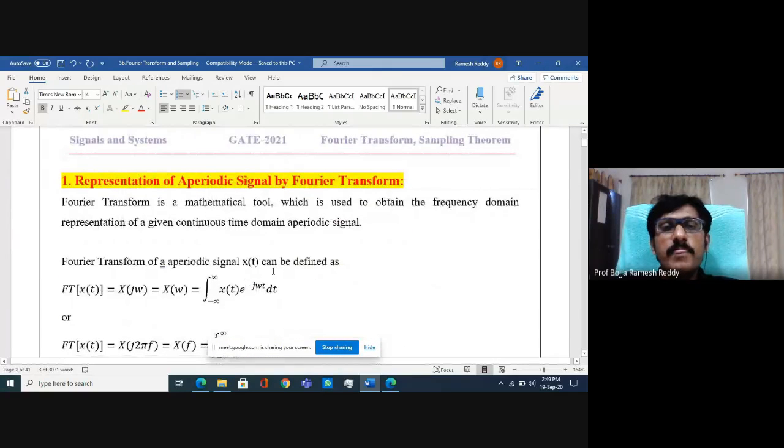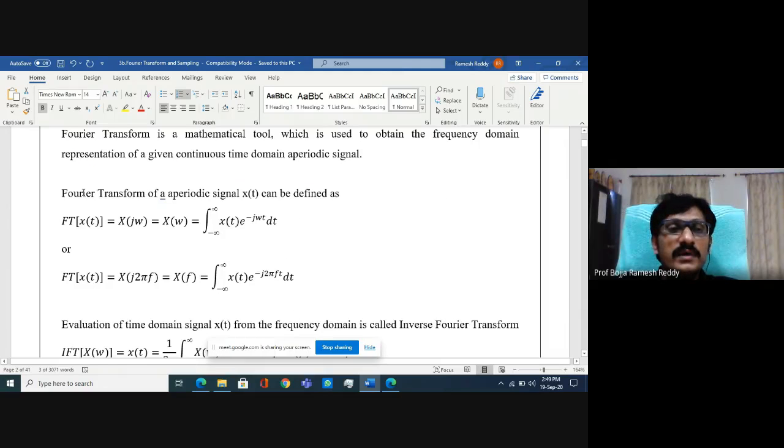First topic is the representation of aperiodic signals by Fourier transform. Fourier transform is used to obtain the frequency domain representation of a given continuous time domain aperiodic signal. For an aperiodic signal, you can apply Fourier transform to get the frequency domain representation. Mathematically, it is defined like this: Fourier transform of the signal, X of omega or X of j omega. Both are same.